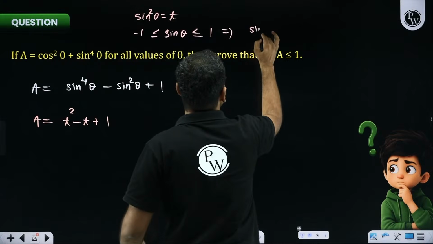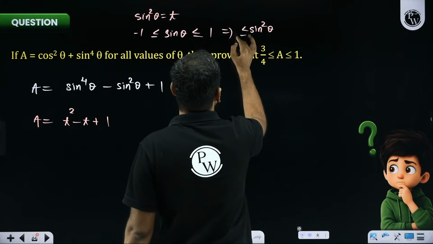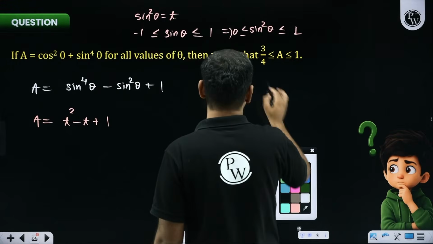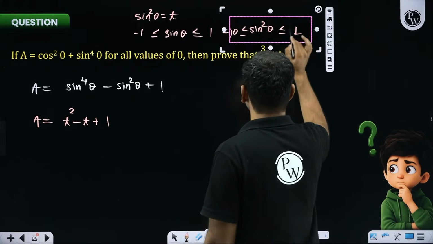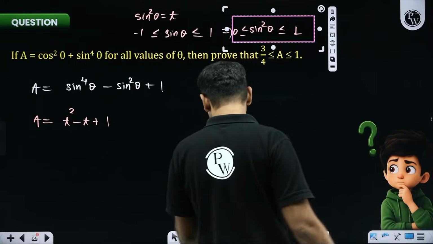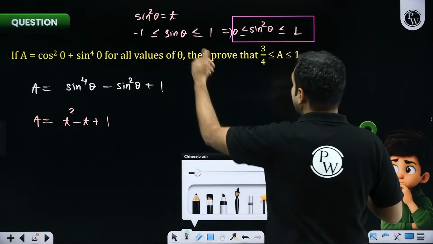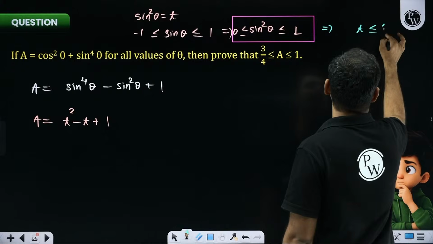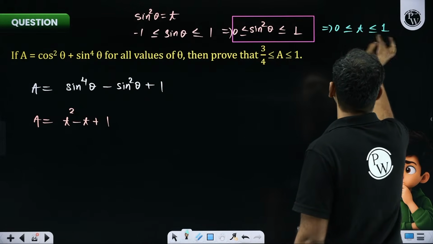So can I say sine square theta will lie between 0 to 1? Do you all agree with me on this? Everybody, can I say so? What is sine square theta, sir? Sine square theta in our case is t technically. So I am concluding that t will take all the values from 0 to 1. Don't forget this result, everyone.